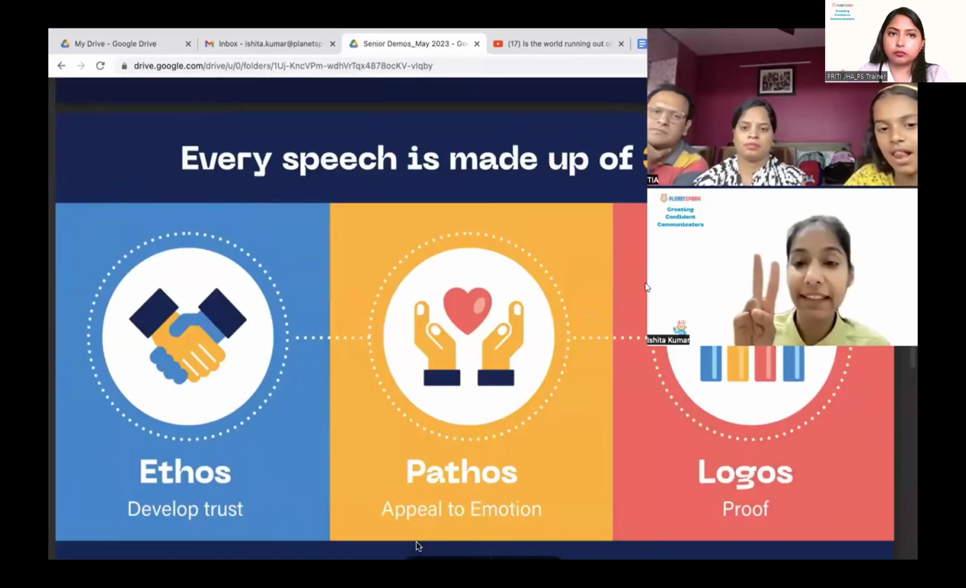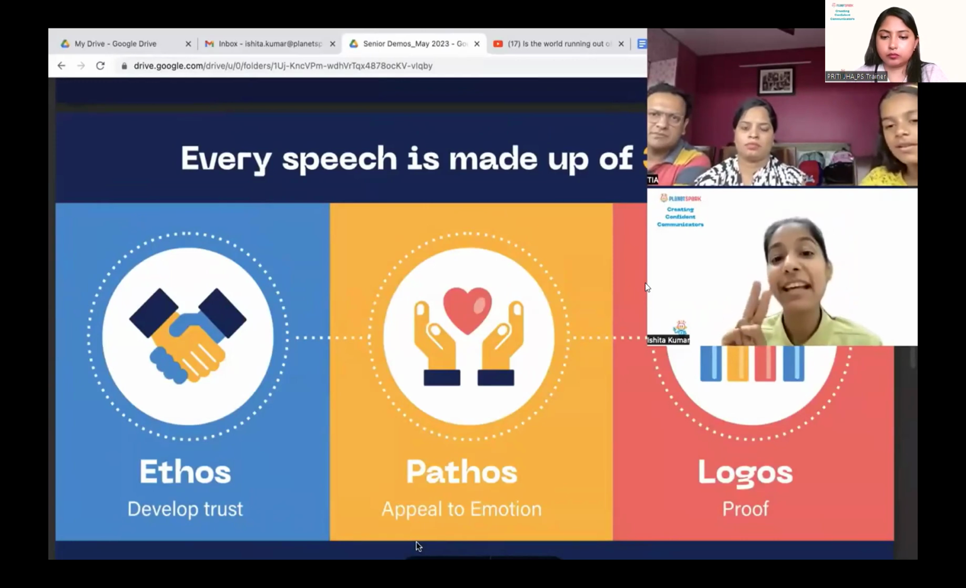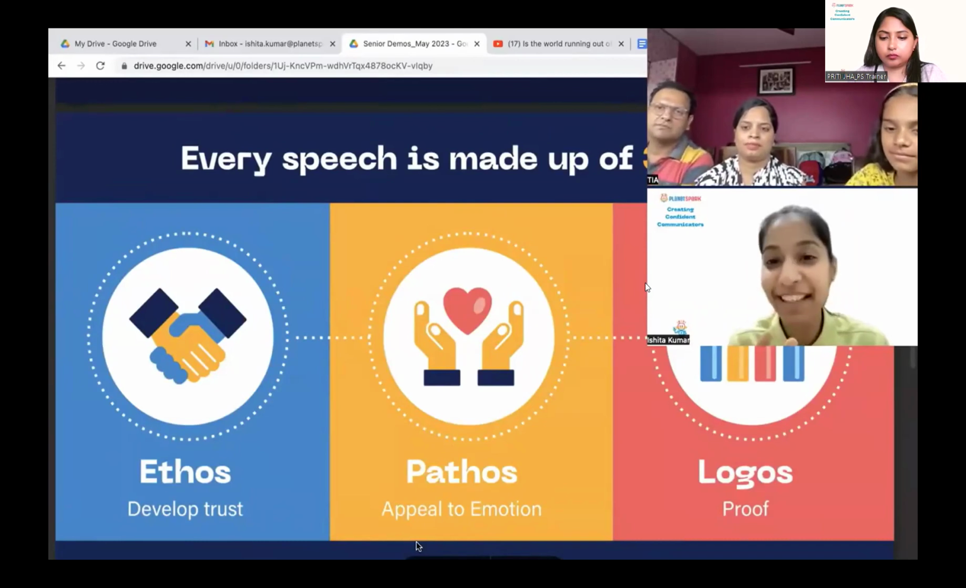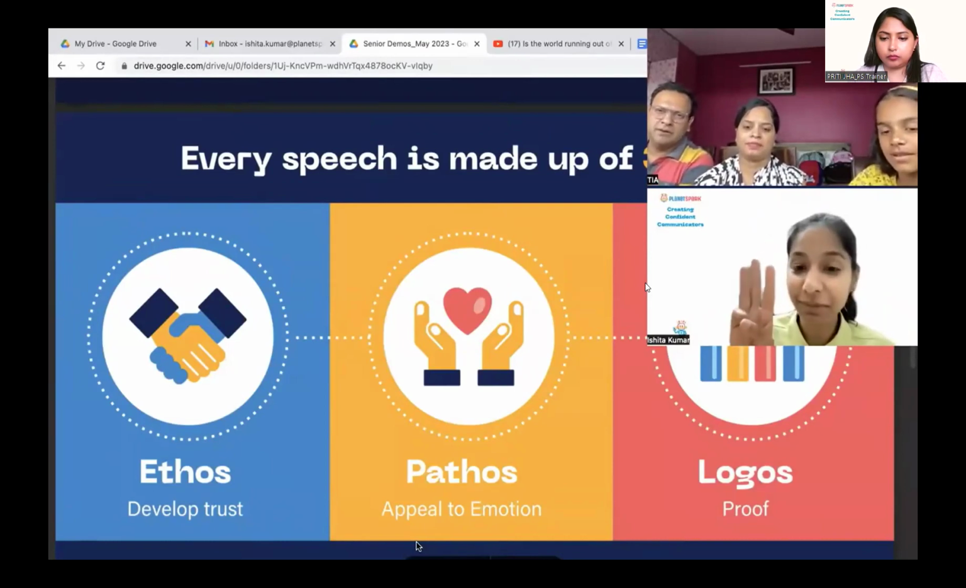What is second? Pathos, appeal to emotion. Yes. Like whenever you want to convince someone, we have to also make them happy about it, right? So here's the part where we will try to make your parents happy. So that is the second part. And what's the third one?